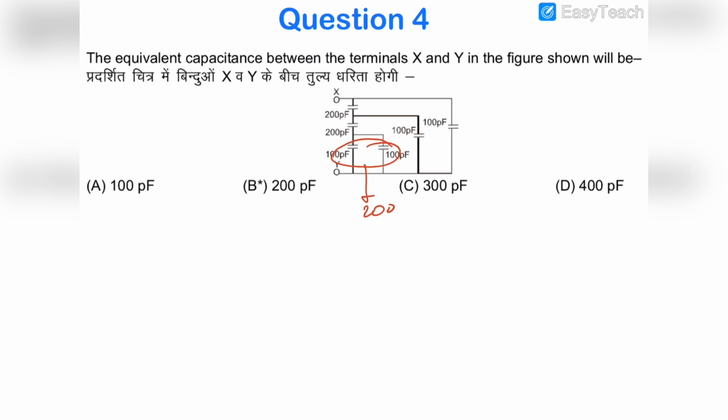Now again 200 and 200 would be in series, which would be 100. And now again 100 and 100 would be in parallel, which is 200. So the correct answer would be 200. Now we move on to the next question.